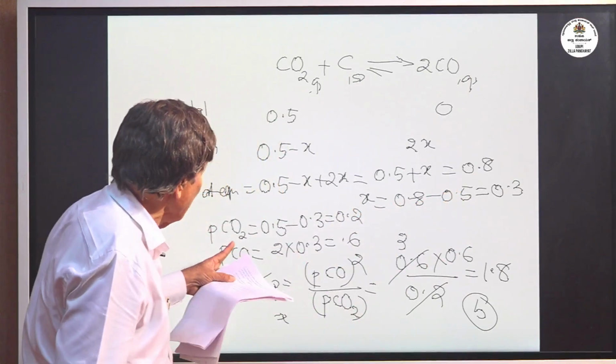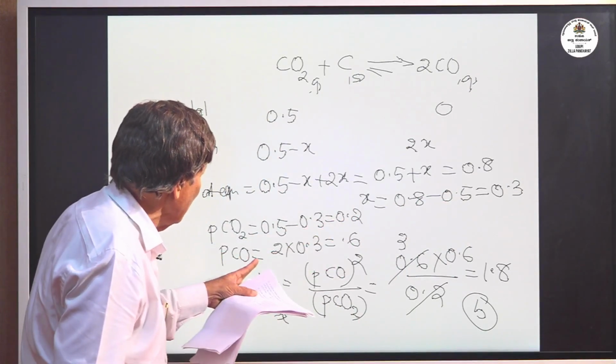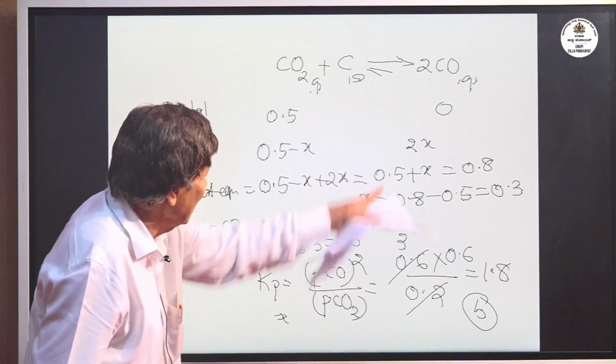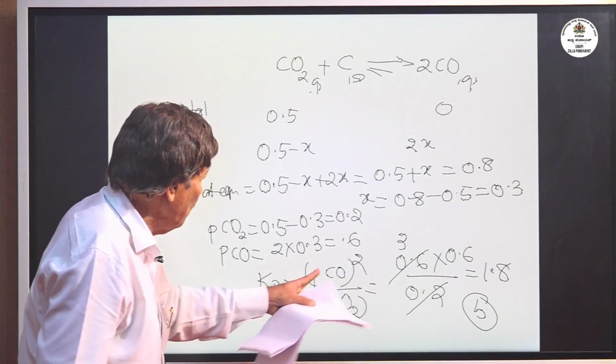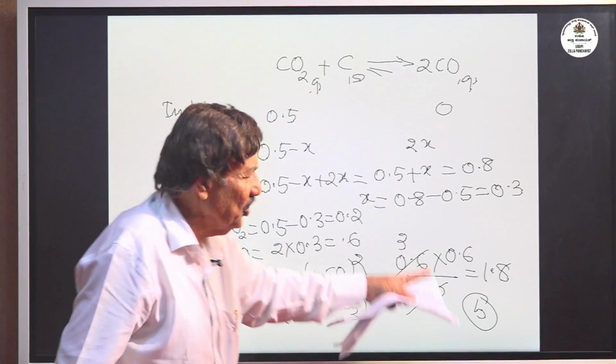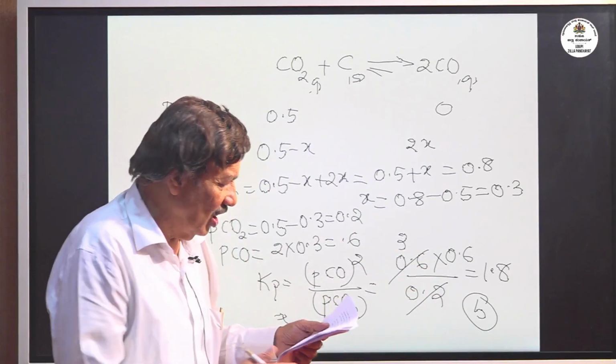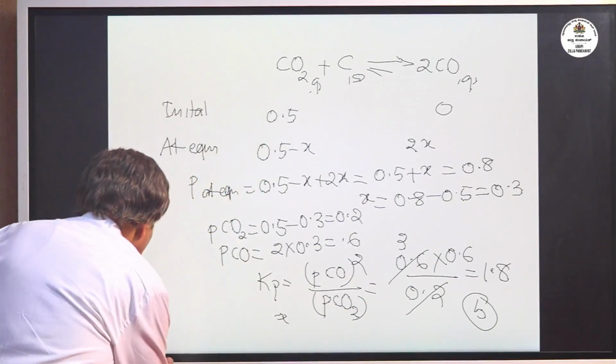So partial pressure of carbon dioxide is 0.5 minus 0.3, that is 0.2. Partial pressure of carbon monoxide is double of that, 2X, that is 0.6. Then you write the Kp expression, and you should ignore the solid while writing it. Substitute the values and simplify, you will get 1.8. Option B is the right answer.